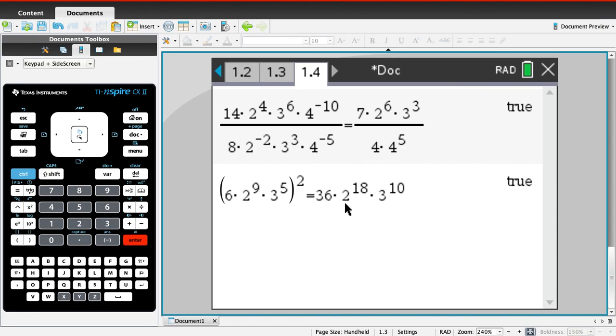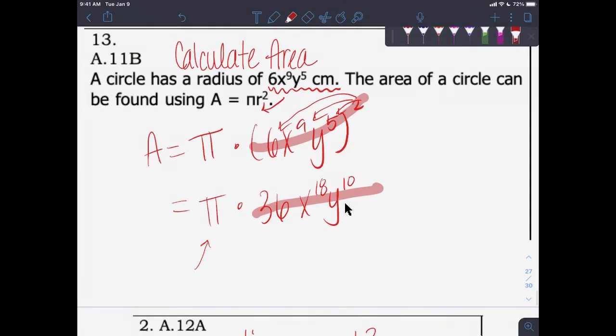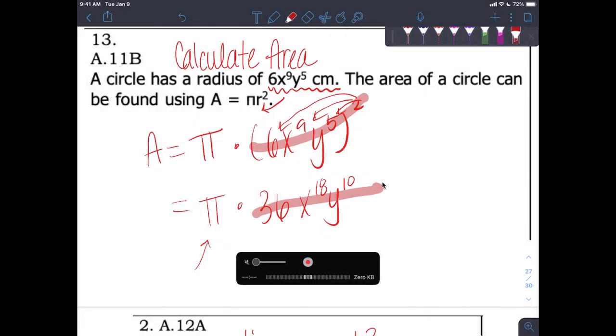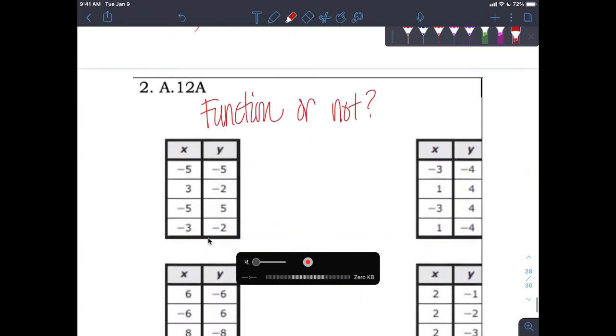Let's verify. And it is true. So we did that correctly. That is our right answer. But remember, still got to include that pi. So all of this here is my answer. Let's take a look at the next one.